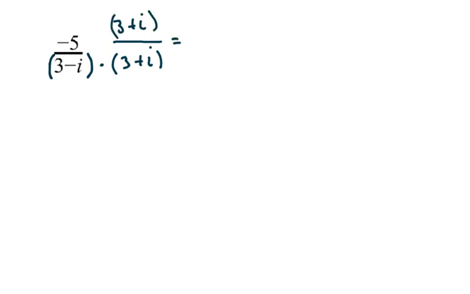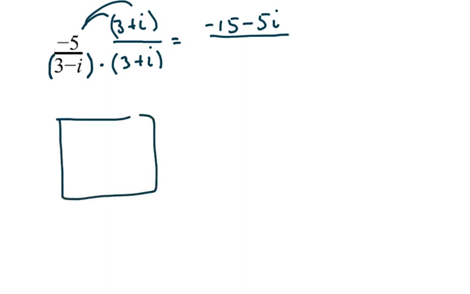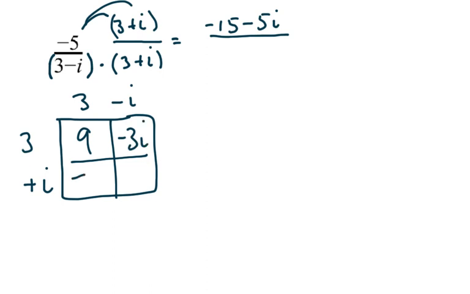All right, let's start with the numerator. Well, this is easy. This is just simply a distributive property problem. And that's going to give me negative 15 minus 5i in the numerator. Now, the denominator is a little more complex. I'm going to go to the generic rectangle for that one. We're going to have 3 minus i and 3 plus i. That gives me 9 minus 3i and then plus 3i. And then remember, a negative times a positive is a negative, but i squared times i squared is also negative 1, and negative 1 times negative 1 is positive 1.